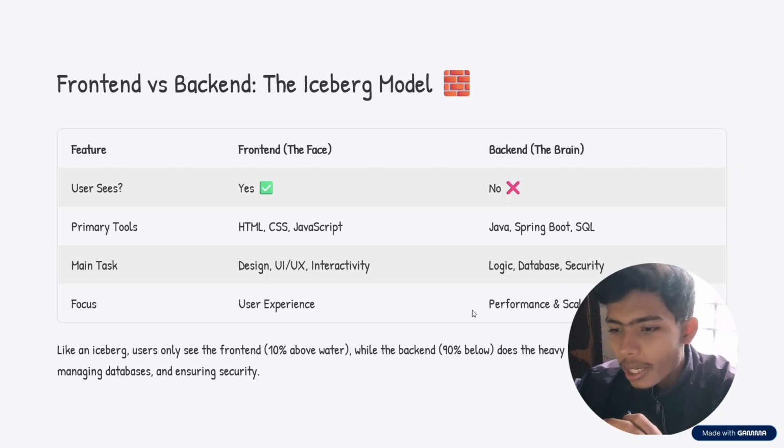Like an iceberg, which is 10% above the water but 90% below the water, it is the same in web development: the front end is the 10% which the user will see, but the back end, which is the main part, is heavily below what the user can't see. That is the heavy lifting: processing the data, managing the databases, and ensuring security. Okay, the Java Stack, your complete toolkit.